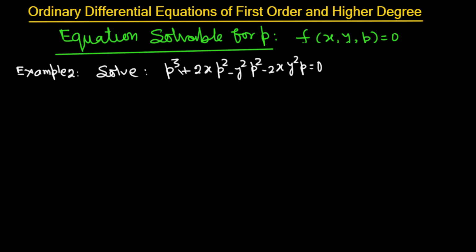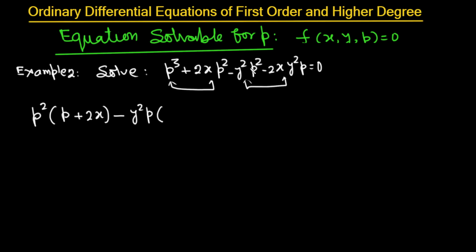Now, because this is cubic in p, it means it will have three linear factors in p, right? So let us bring these two terms together and these two terms together. So p square is coming out common here. So we can rewrite it as p square into p plus 2x. P square has been taken out, and from here we can take minus y square p, and inside the bracket will be p plus 2x equals to 0.